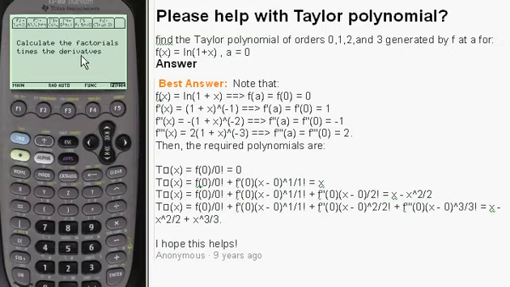Now we're going to calculate the factorials times the derivatives in front. So we're going to take the factorials times these numbers in front here. And when we do that, it turns out to be these answers here.